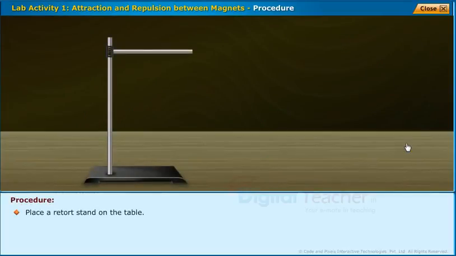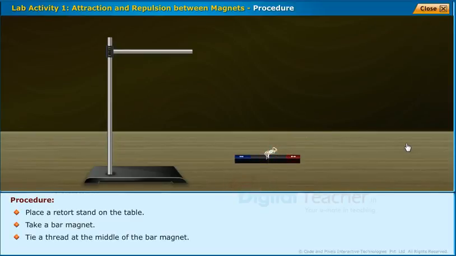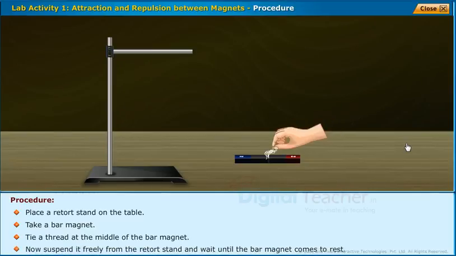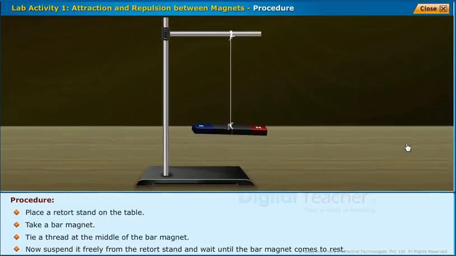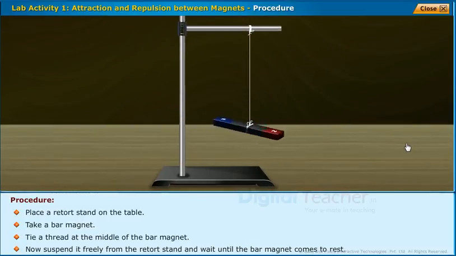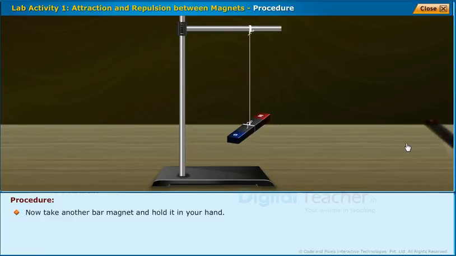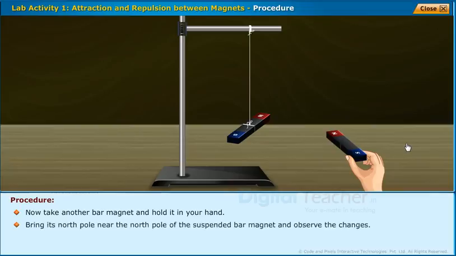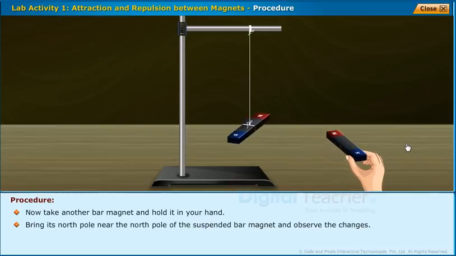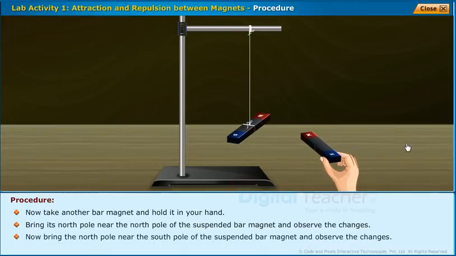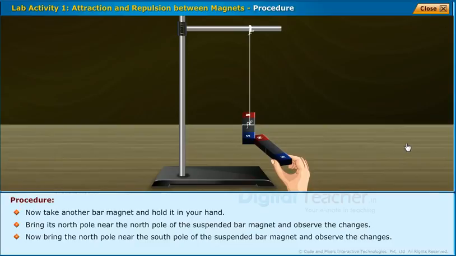Place a retort stand on the table. Take a bar magnet. Tie a thread at the middle of the bar magnet. Now suspend it freely from the retort stand and wait until the bar magnet comes to rest. Now take another bar magnet and hold it in your hand. Bring its north pole near the north pole of the suspended bar magnet and observe the changes. Now bring the north pole near the south pole of the suspended bar magnet and observe the changes.